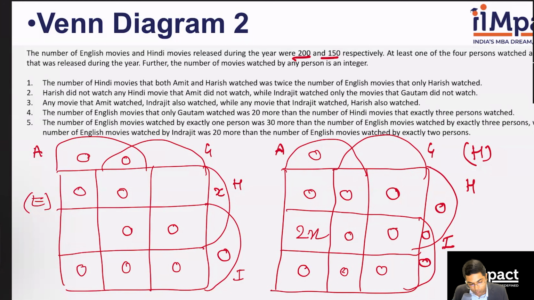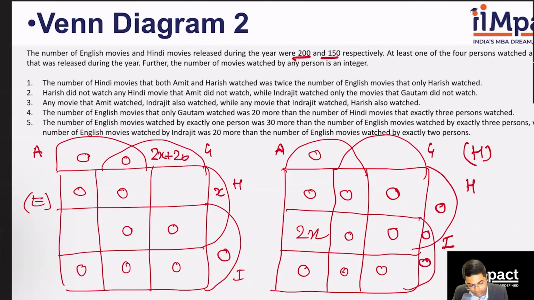Next point. The number of English movies that only Gautam watched was 20 more than the number of Hindi movies that exactly 3 persons watched. Guys, how did we remember 3 people in a 4-set Venn diagram? The diamond. Don't forget that diamond. Okay. So in Hindi, the diamond only has a value 2x, right? So Gautam watched 20 more than 2x. So it's just 2x plus 20. Okay. Very simple.